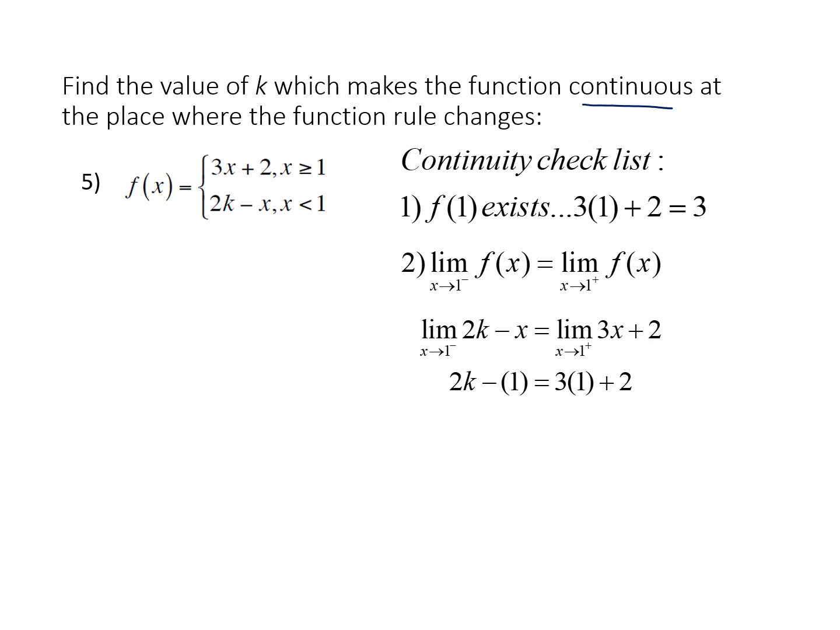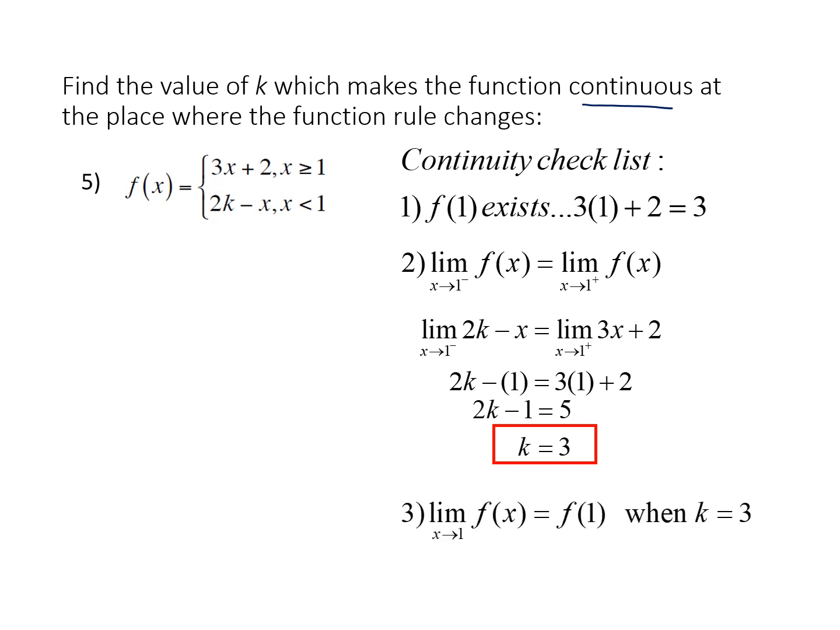So I substituted in 1 for x, and now I'm going to solve backwards for k. So 2k minus 1 equals 5. I'm going to add 1 to both sides and then divide by 2, so k should equal 3. So the function existed, and the left-handed and right-handed limits we set equal. In order to do that, we know that all parts of the continuity definition hold. Therefore, the limit as x approaches 1 of f of x must equal f of 1 when k equals 3.